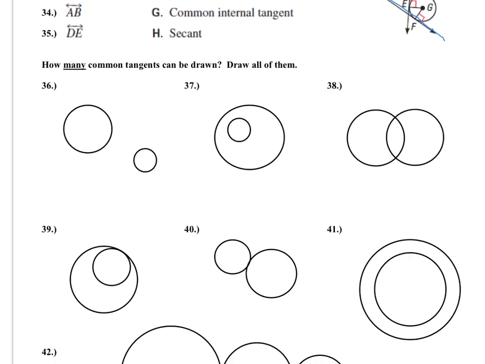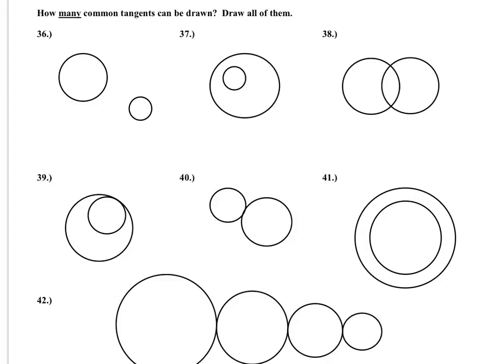Now, let's move down to 36 and talk about drawing these in. We want to draw common tangents, and we want to know how many can be drawn, and then we want to draw all of them. Well, since there is space between these circles, it is possible to draw 4 common tangents. We can have 2 that are external tangents and 2 that are internal tangents.